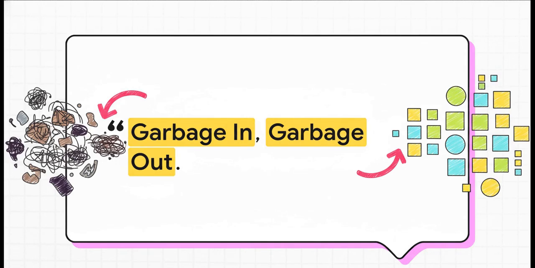Well, the solution to all this is a really old idea from the world of computing. Garbage in, garbage out. It's that simple. The quality of what you get out of an AI is completely 100% a reflection of what you put in. And that idea, that's the key to unlocking everything we're going to talk about today.